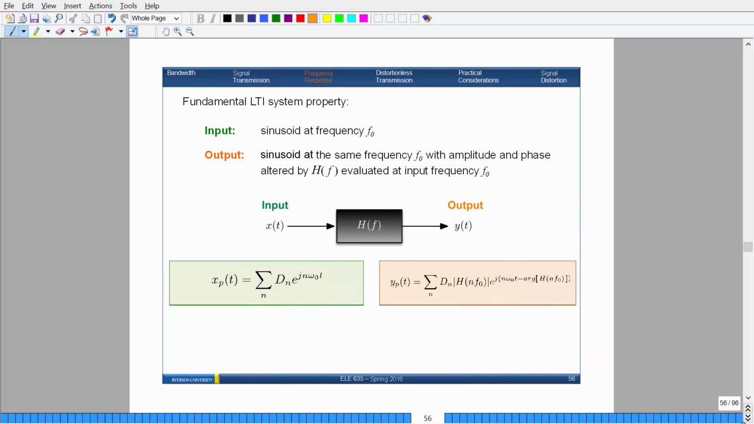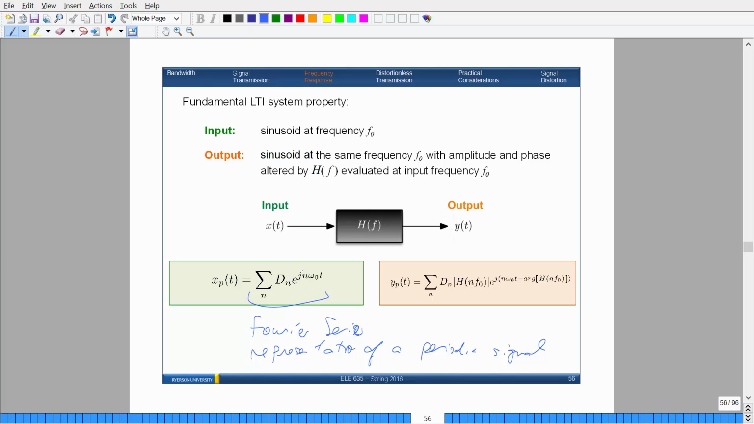Okay, here's one last consequence. You can represent a periodic signal in terms of its Fourier series, right? So this would be the Fourier series representation of a periodic signal. You can represent this as a weighted sum of complex exponentials, all right?